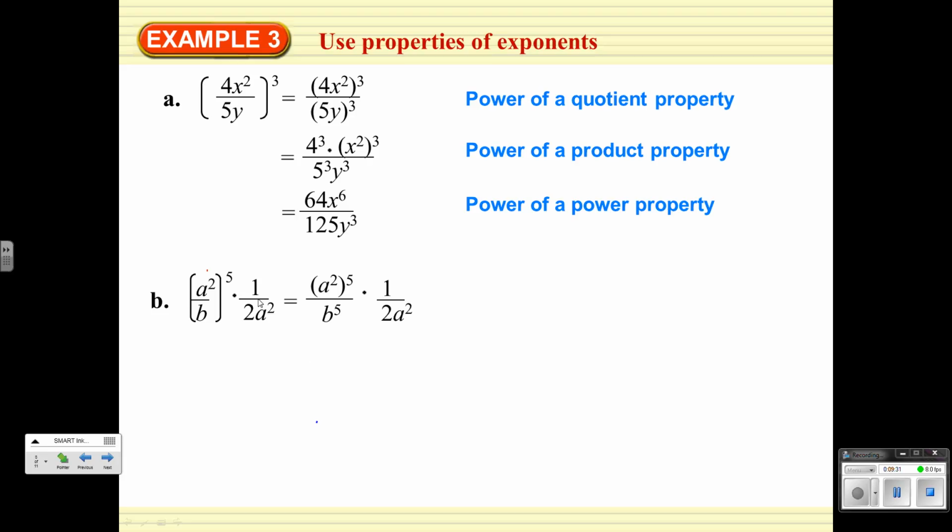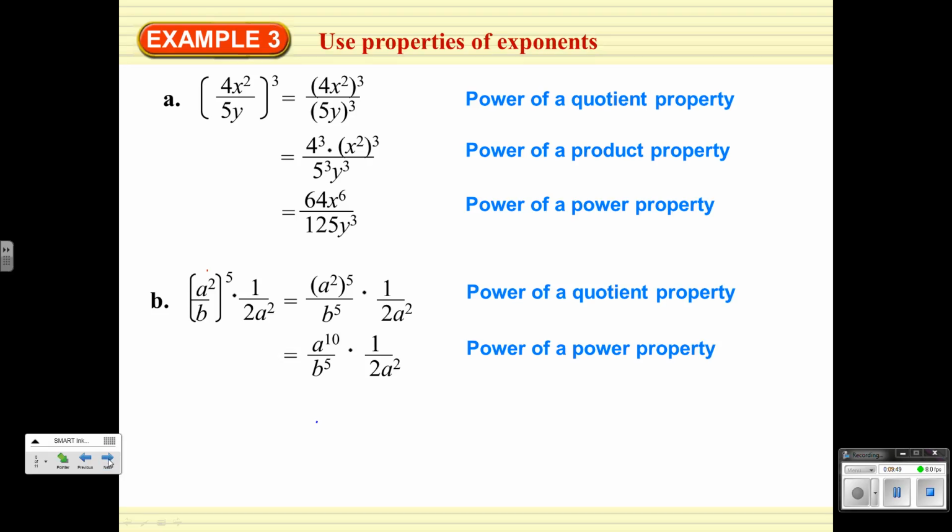The 1 divided by 2a squared just gets carried along. So now we're going to simplify. We have a squared to the 5th, which becomes a to the 10th. My b to the 5th just comes along. And again, the 1 divided by 2a squared comes along as well. And that's my power of a power.